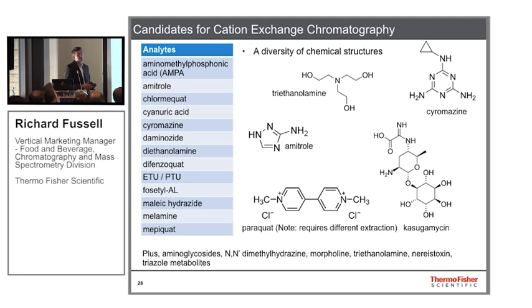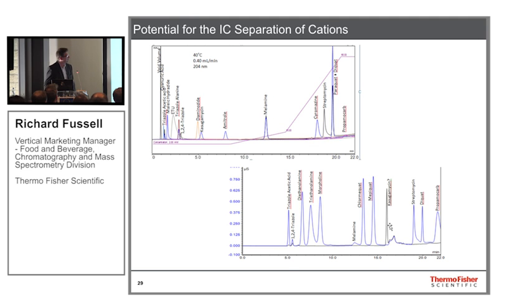Now, with the cations, we've not really progressed as far, but we are looking at trying to develop a method for doing the multi-residue analysis of cations. It's in very early days, so we haven't done analyses of any real samples at the moment. But these are the compounds which are in the QuPPe method, and you can see they've got quite different structures. So it really is a challenge to chromatograph these compounds very effectively.